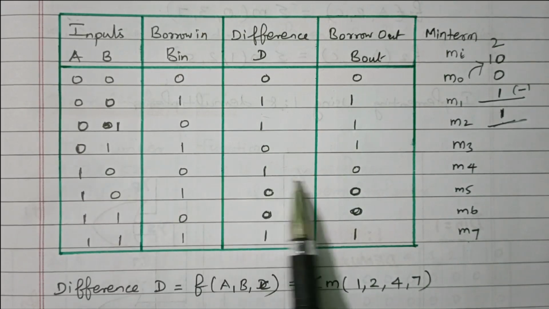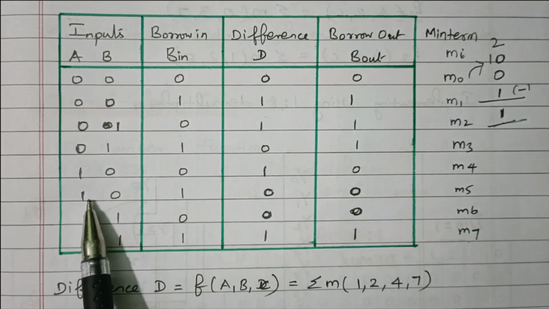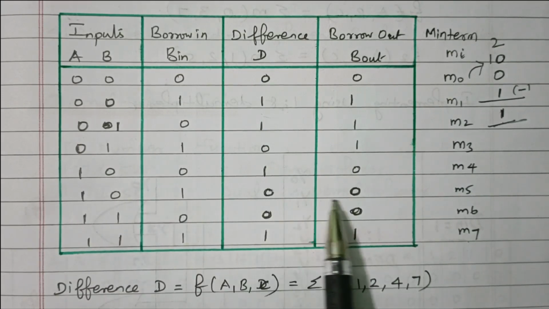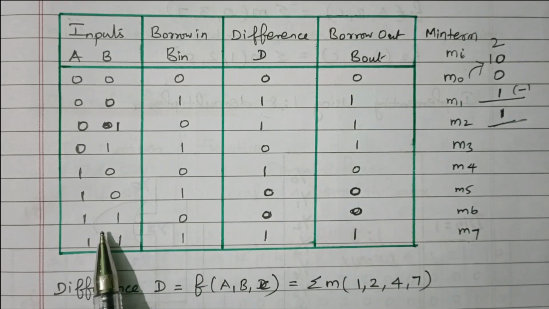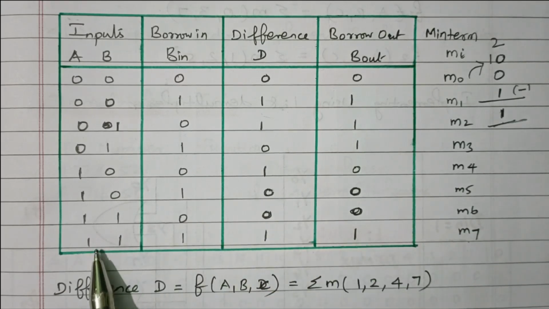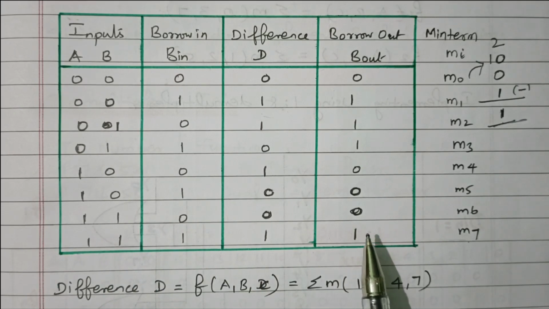1 minus 0 and 1 minus 0, nothing will happen. The difference is 1, borrow is 0. Here 1 minus 0, again 1 minus 1. 1 minus 1 means difference also 0, borrow also 0. Here also 1 minus 1. Difference is 0, borrow is 0. Here 1 minus 1, both are 0. But 0 minus 1 becomes 1, 1. 0 minus 1 means difference 1, borrow 1. Right. So now we completed the truth table.